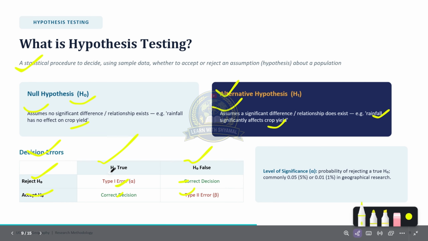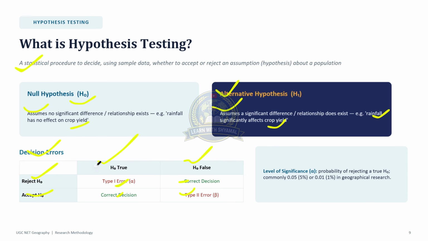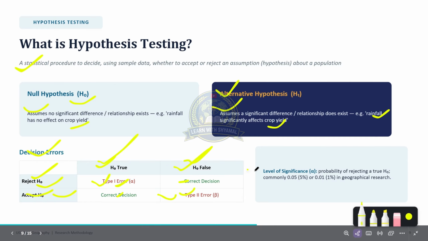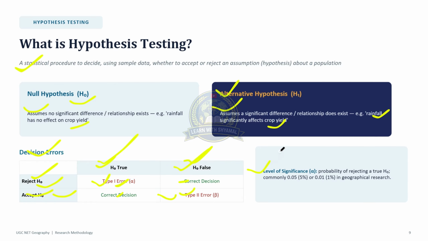Okay, that means if the null hypothesis is true but we reject the null hypothesis, it is called a type 1 error. Similarly, if the null hypothesis is false but we accept the null hypothesis, then it is called a type 2 error. Okay, level of significance: probability of rejecting a true null hypothesis, commonly 0.05 (5%) or 0.01 (1%) in geographical research.